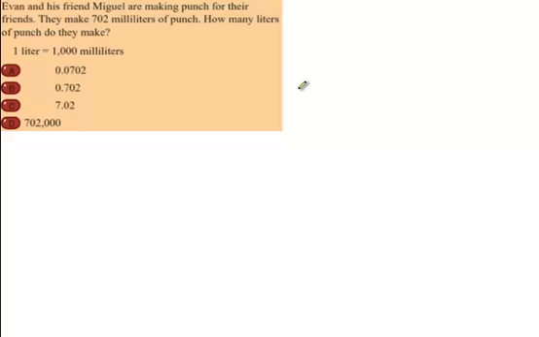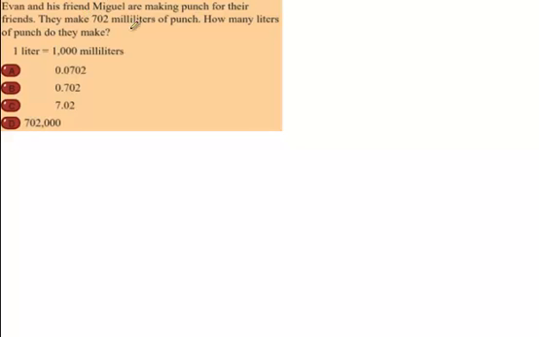Okay, Kipsters, this is lesson 26 on metric units of capacity, and this is number 7. As always with the brain strategy, the B stands for block. Can't do that on the computer, but you can block your answers with your hand as I read through the question with you. It goes, Evan and his friend Miguel are making punch for their friends.